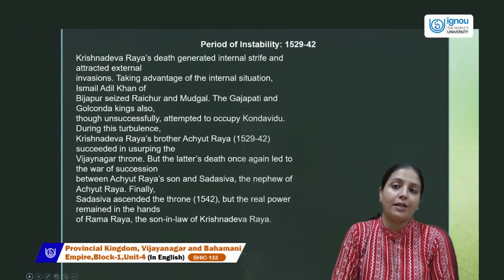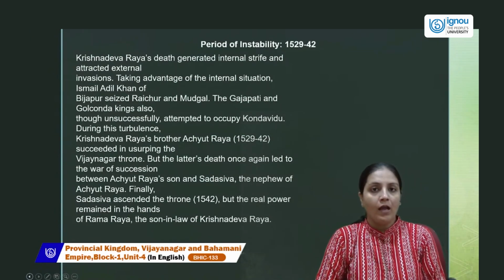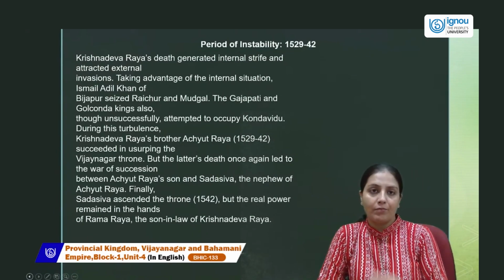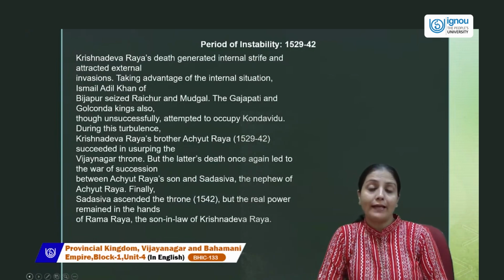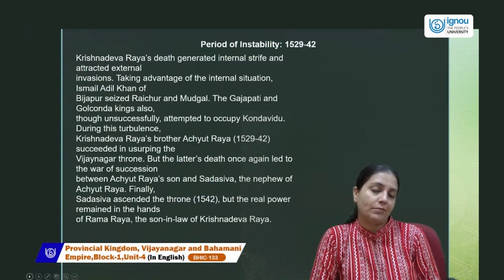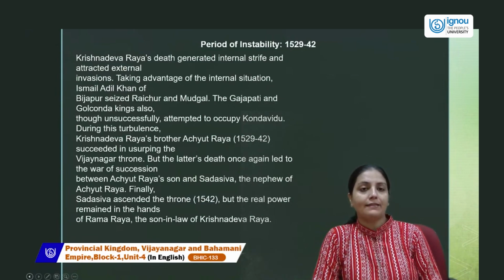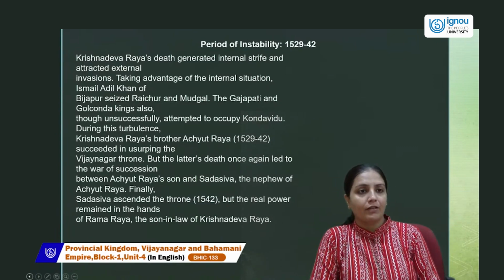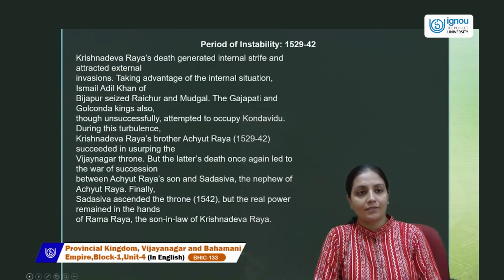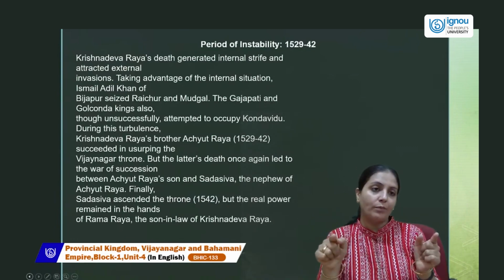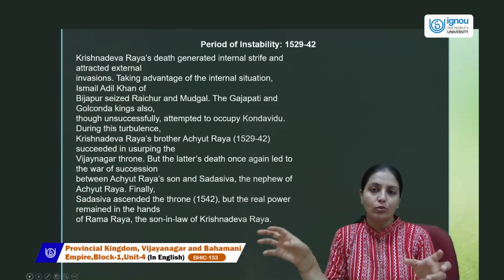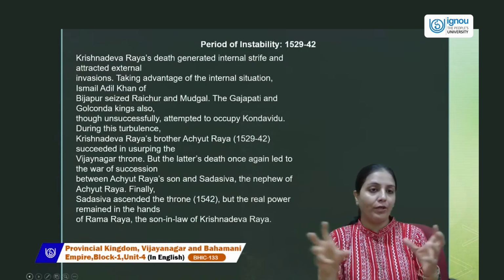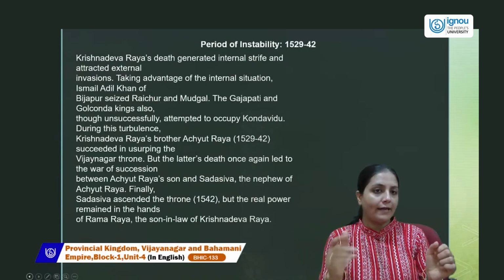The period of instability, 1529 to 1542. What instabilities came at that time? Because Krishna Dev Raya was winning so many places at that time. Krishna Dev Raya's death generated internal strife and attracted external invasions. When the main ruler of a particular area died, so many chiefs and mini rulers came to attract and invade that area. That is the instability.